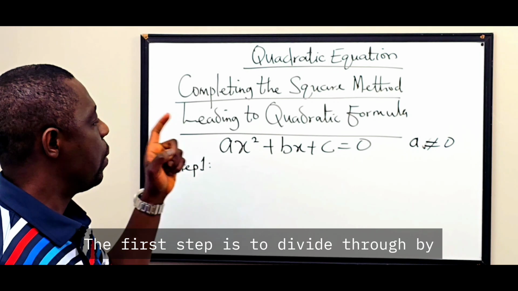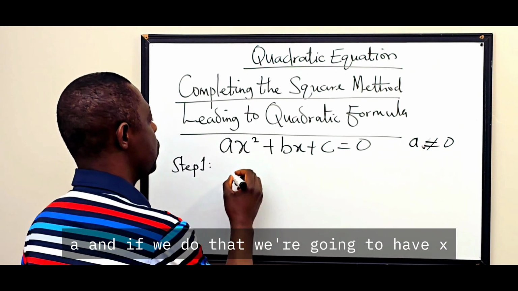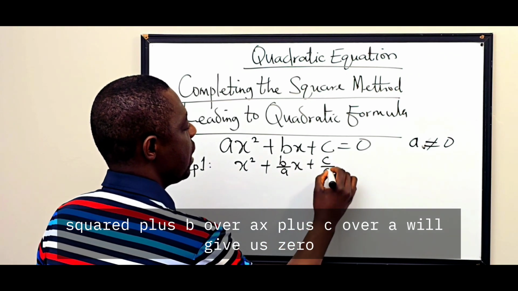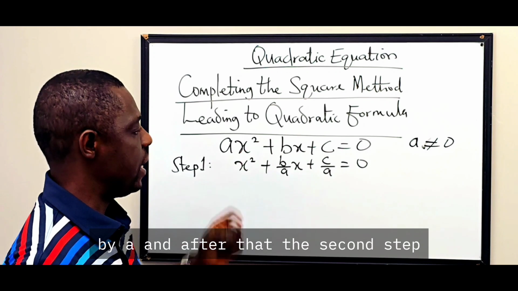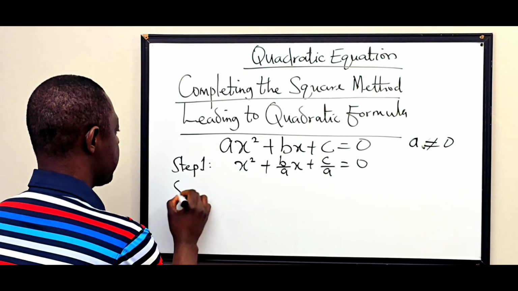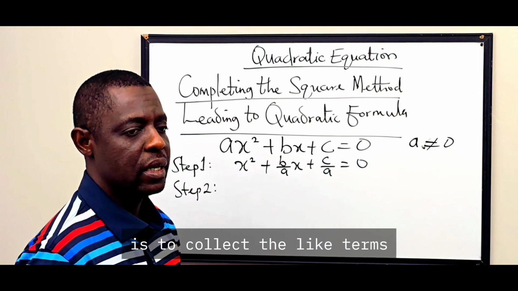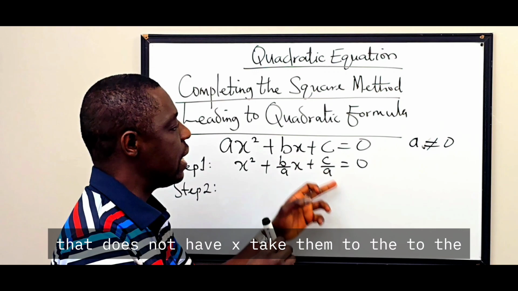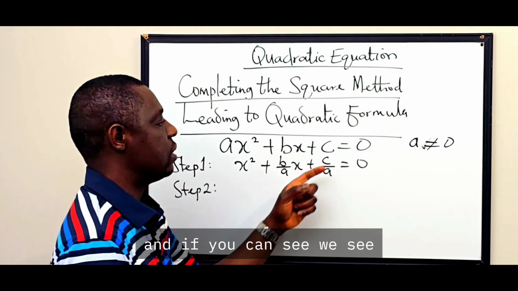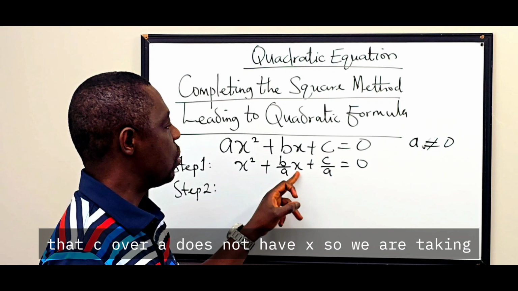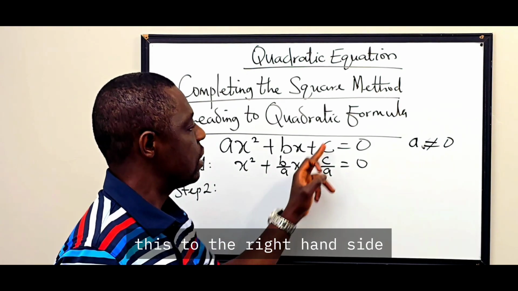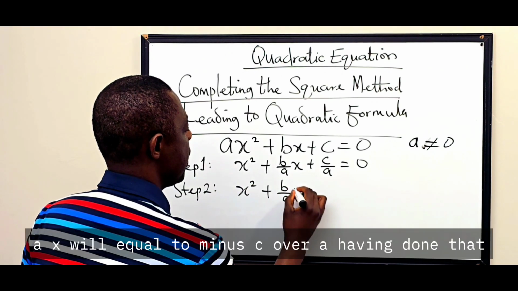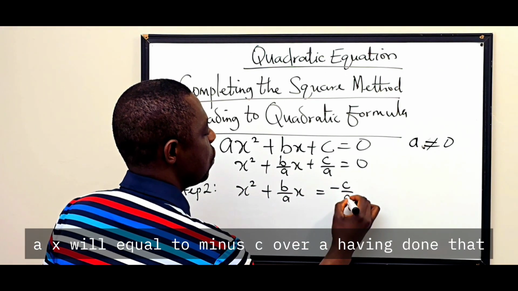The first step is to divide through by a, and if we do that, we're going to have x squared plus b over a x plus c over a equals 0, because I've already divided by a. After that, the second step is to collect the like terms. And how do we collect the like terms? The like terms are those that do not have x; take them to the other side. We see that c over a does not have x. So we take this to the right hand side, and that will give us x squared plus b over a x equals minus c over a.